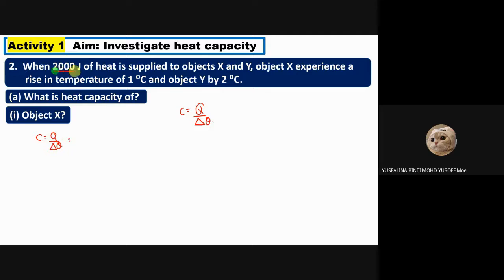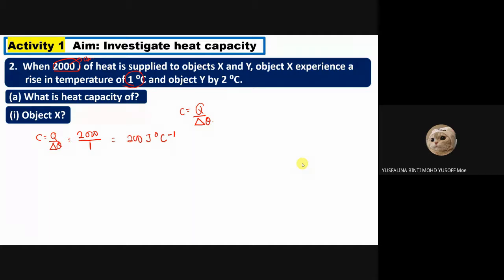So you can see they give 2000 joule here, which is the quantity of heat supplied. And then the change in temperature for object X is 1 degree Celsius, right? So divide by 1. So C divided by Q, Q is the amount of heat. Heat is an energy, so the unit must be in joule.